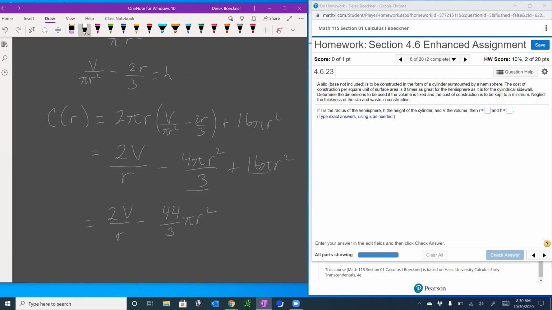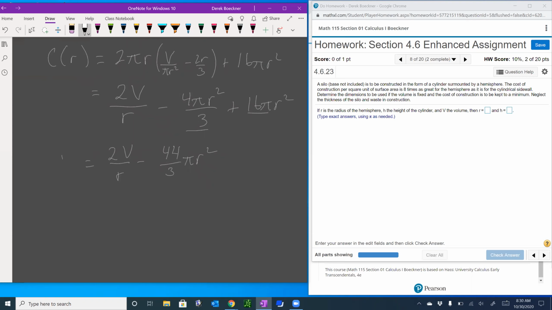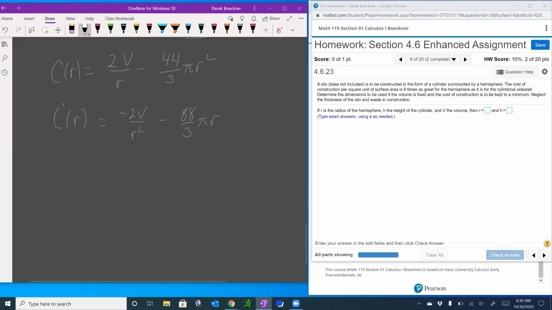14 and 2/3 is the answer. Okay. Now let's take a derivative here. This is C of R, now with the derivative, C prime of R. That's going to be minus 2V over R squared minus 88 thirds pi R. We want to solve that when we set it equal to 0.